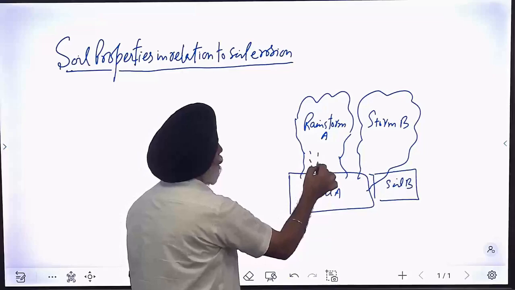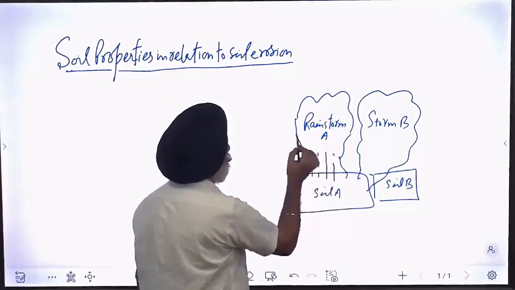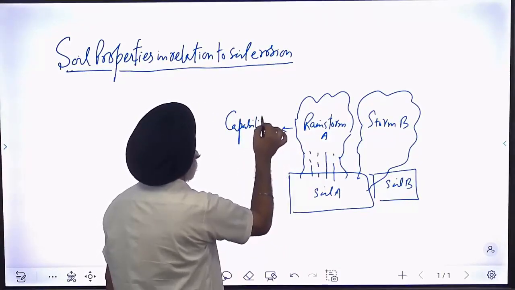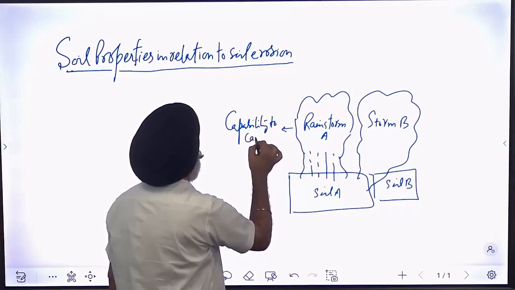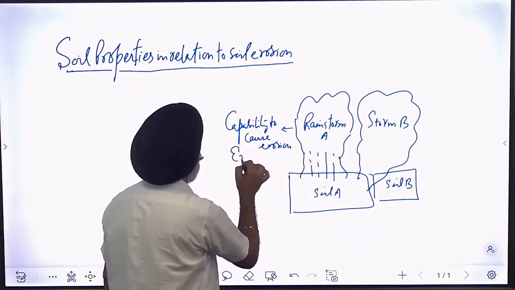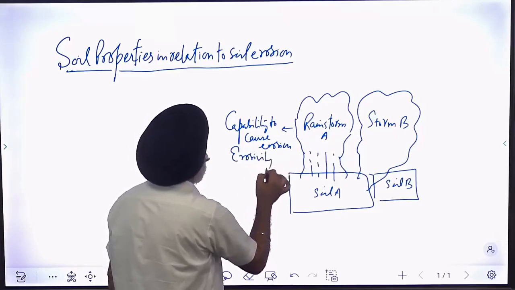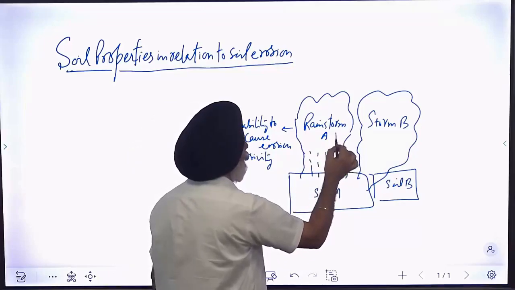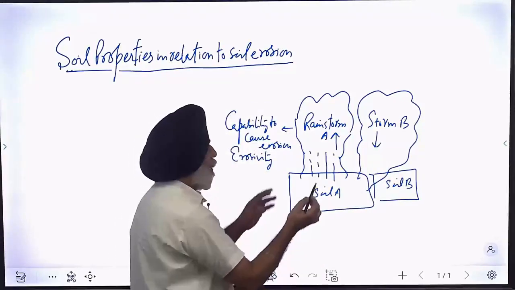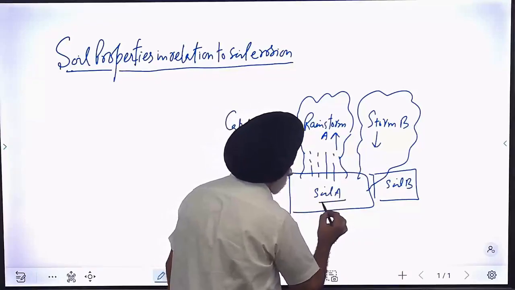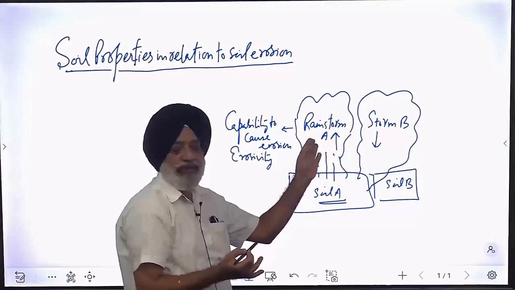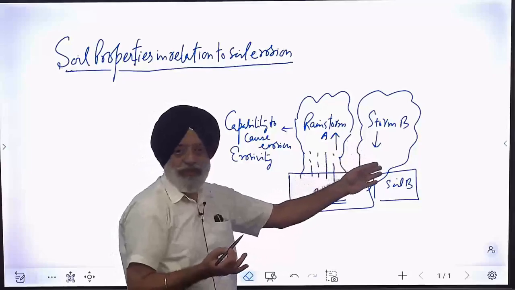Now this rain has certain capability to cause erosion. We have discussed this last time and we call this erosivity. Now erosivity of storm A is higher than erosivity of storm B. Both the storms are falling on soil A, and of course storm A will be causing more soil erosion than storm B.